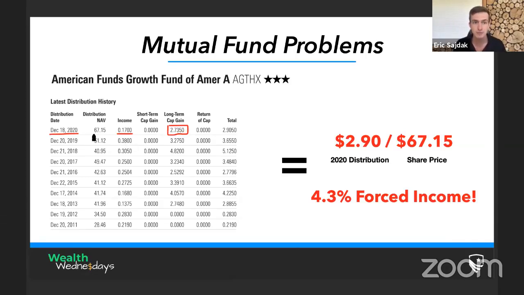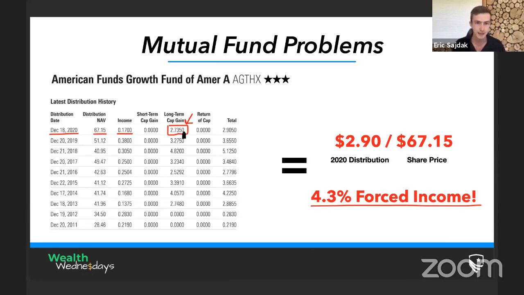Okay, now their NAV, so a share cost of American Funds Growth Fund of America, Class A share, was $67.15. The majority of this we can see is long-term capital gains. So this is going to create an issue with the bump zone. Then we're going to add back in the income. Their total distribution in 2020 was $2.97, dividing that by a share price of $67.15, we see their forced income is 4.3%. And the majority of this was long-term capital gains they were forced to take.